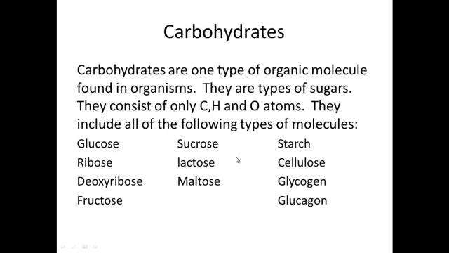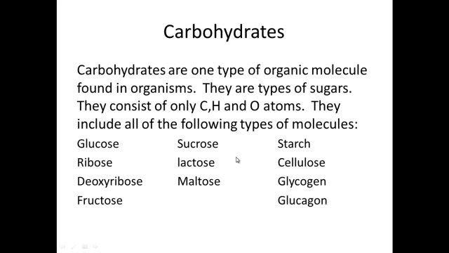Now we're going to talk about 4 major types of molecules found in all living organisms. The first are called carbohydrates. These are different types of sugars. All carbohydrates contain carbon, hydrogen, and oxygen atoms in various amounts. Each type of carbohydrate has different amounts of those. There are lots of different types.